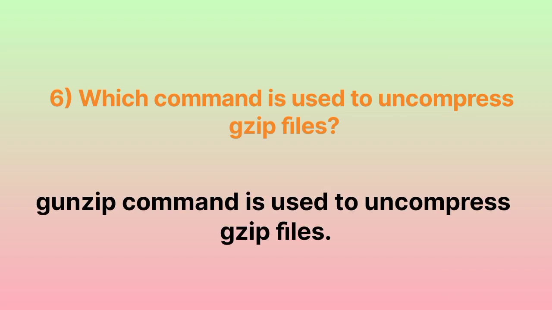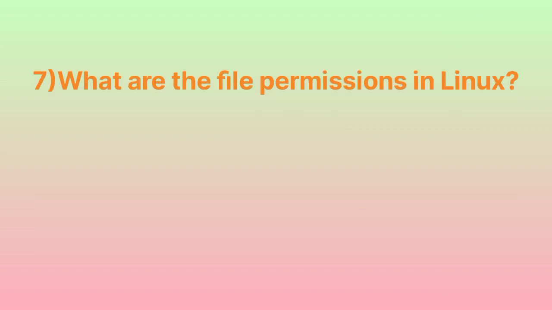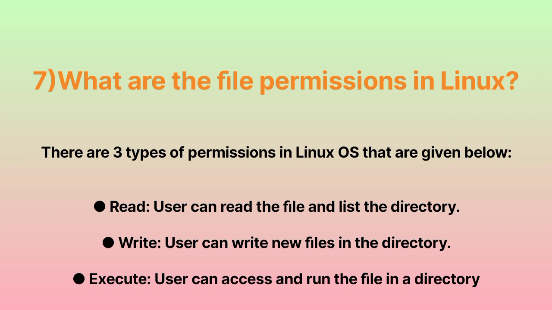6. Which command is used to uncompress gzip? Gunzip command is used to uncompress gzip. 7. What are the file permissions in Linux? There are 3 types of permissions in Linux OS that are given below. Read: user can read the file and list the directory. Write: user can write new files in the directory. Execute: user can access and run the file in a directory.